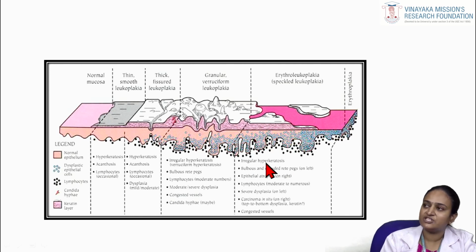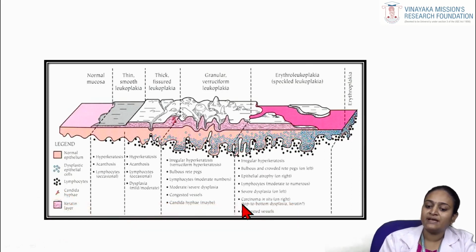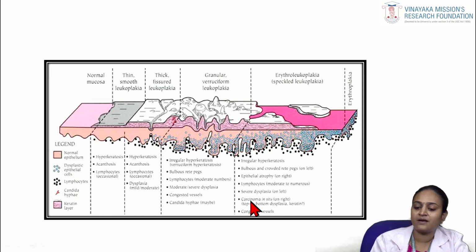In this condition, histopathologically, you can see irregular hyperkeratosis, bulbous and crowded rete ridges, and epithelial atrophy. On the right side, you can see the epithelial atrophy and lymphocytes, either moderate or numerous, and severe dysplasia. You can see a lot of dysplastic cells within the epithelial surface, and it is also prone to carcinoma in situ. In the next slide, I will be explaining what mild dysplasia, moderate dysplasia and carcinoma in situ are. Okay, so next.